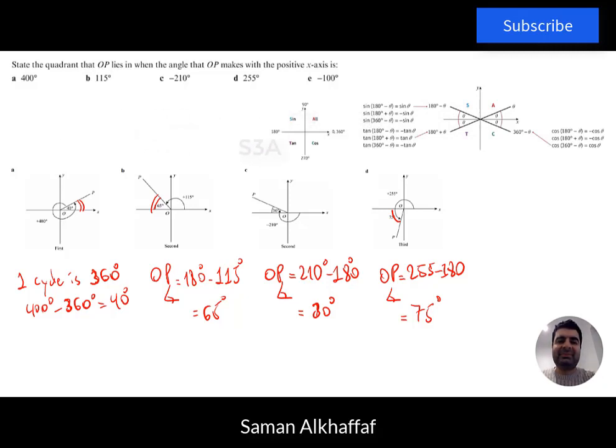Now for part E, it's a -100, so we start in the clockwise direction. To find the angle of OP with the x-axis, we forget the negative, so we have 180 degrees take away 100 degrees, which would give us the angle of 80 for OP with the x-axis, which is this angle here. And this will be our answer for these angles.